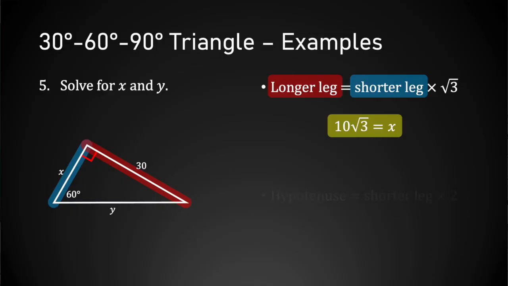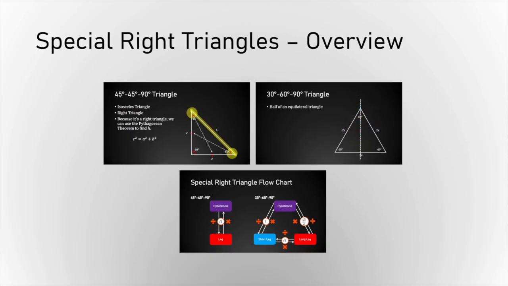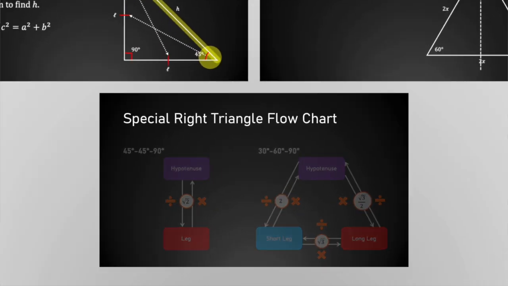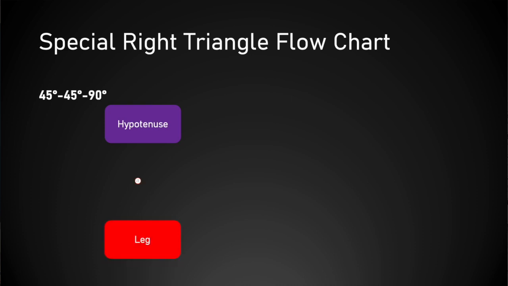Anyway, the hypotenuse is the shorter leg times 2, so we'll just double our previous answer and get y equals 20 square root 3. Let's build a couple of flowcharts to help us remember what steps to follow on each of these problems. For a 45, 45, 90, I have a hypotenuse and a leg, and they're related by the square root of 2. If I have the hypotenuse and I want the leg, I'm going to divide by square root of 2. If I have the leg and I want the hypotenuse, I'll multiply by the square root of 2.